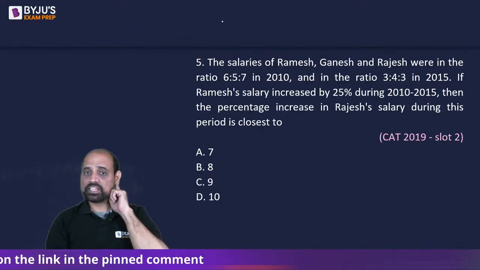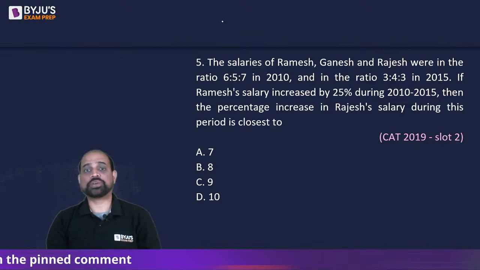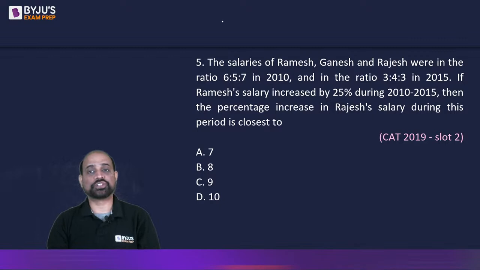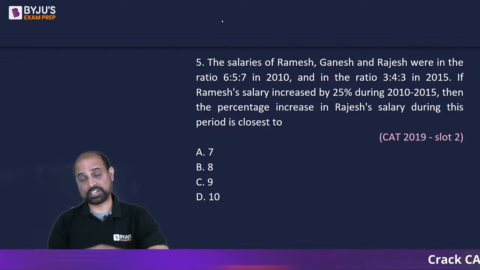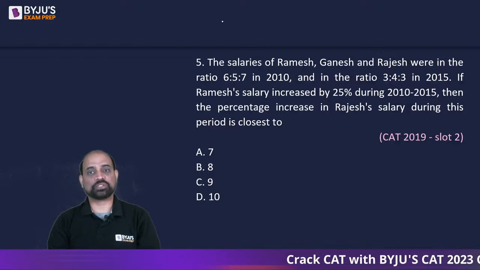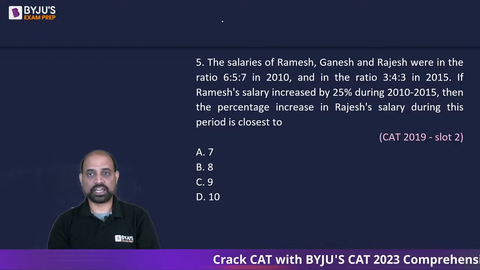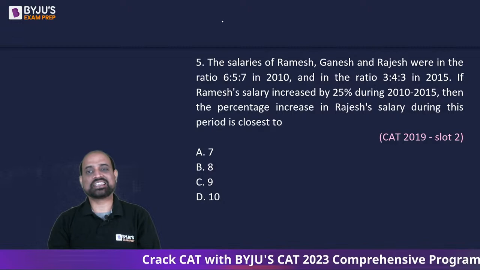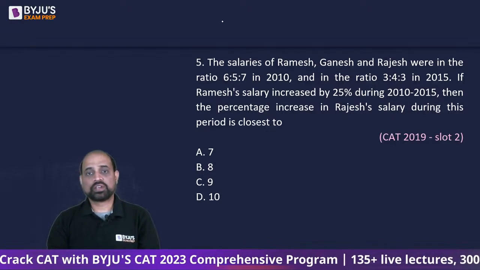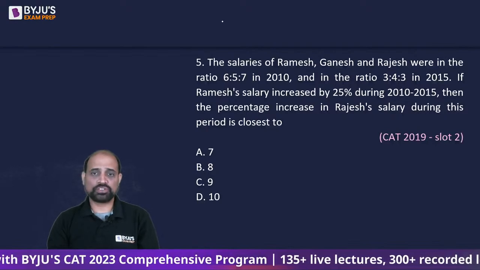Next is the salaries of Ramesh, Ganesh, and Rajesh were in the ratio 6, 5, and 7 in 2010 and in the ratio 3, 4, 3 in 2015. So 5 years have elapsed. If Ramesh's salary increased by 25% in this particular time, then the percentage increase in Rajesh's salary during this period is closest to. Okay, there are many ways to solve this.